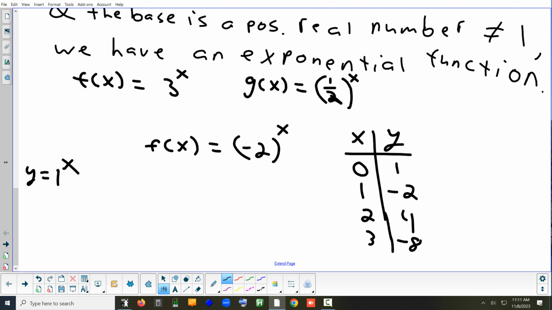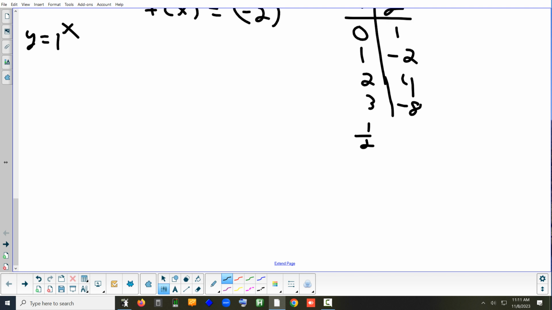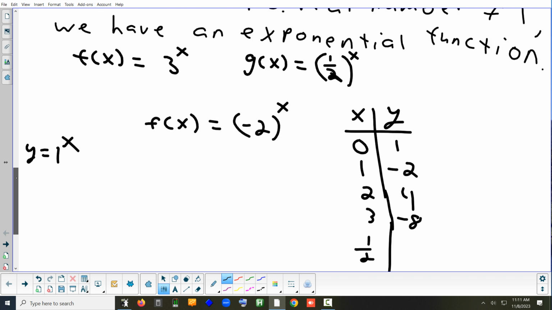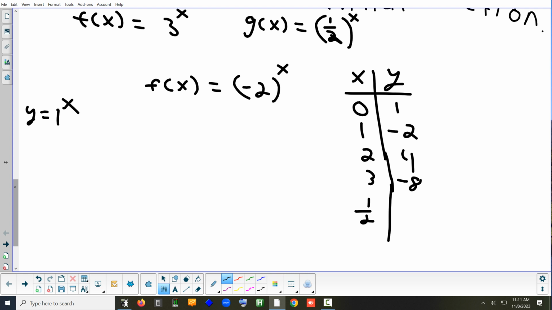And then if you did something like this, if you raise something to the 1/2 power, what does that mean to do to it? It means to square root it. And what's the square root of negative 2? It's imaginary. So now y is i square root of 2. So when the base is negative, all kinds of weird things happen. So that's why it has to be a positive number, not 1.